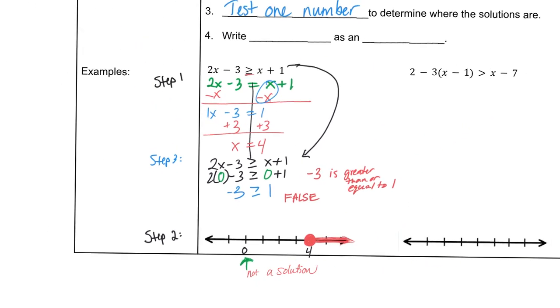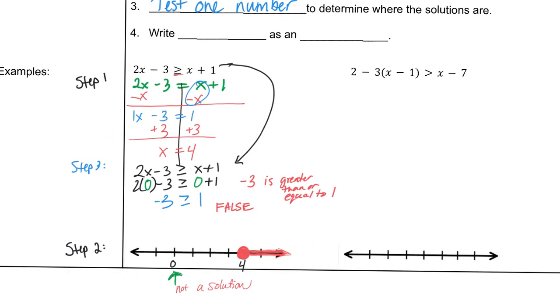And your last step will be to write the inequality. So you're going to write your final solution as an inequality. We've made a beautiful sketch, but now we have to say, okay, what does that mean? X is what?